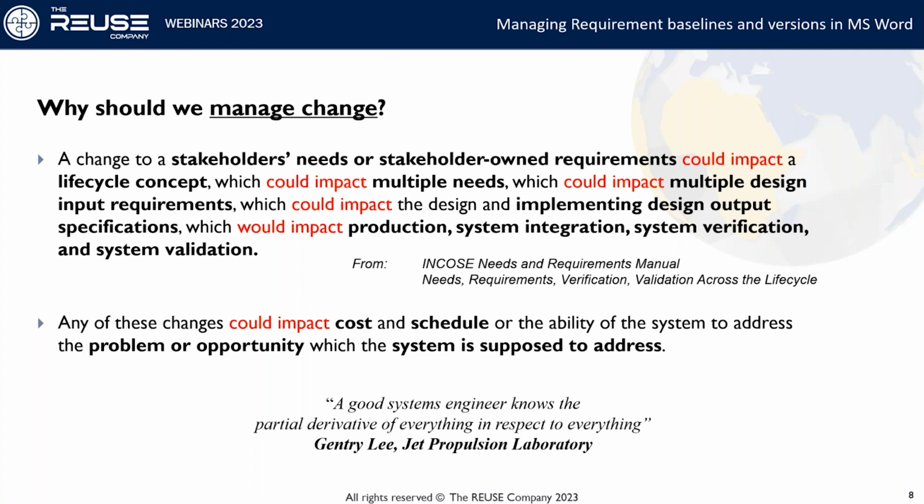And don't forget that this, of course, will obviously affect also cost and schedule. So as Gentry Lee from Jet Propulsion Lab so wisely said, a good systems engineer knows the partial derivative of everything with respect to everything. And of course, this is very nice, but it's impossible for one person to keep track of this chain of events. So we need some help, right?